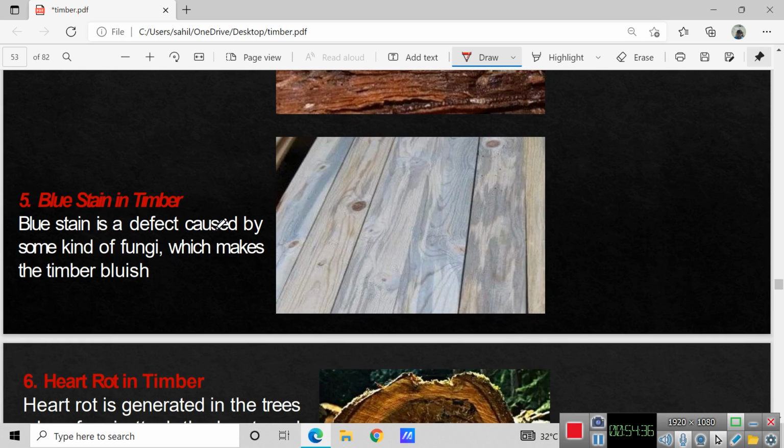So blue stain in timber. Blue stain is a defect caused by some kind of fungi which makes the timber bluish. Here you can see there is a blue color of timber due to fungi action.